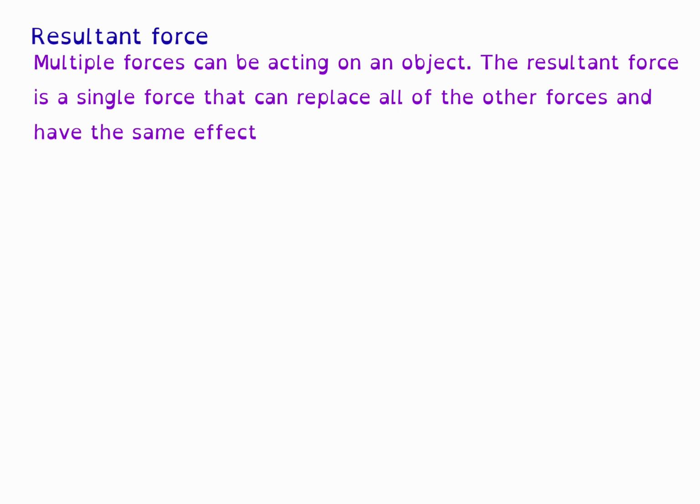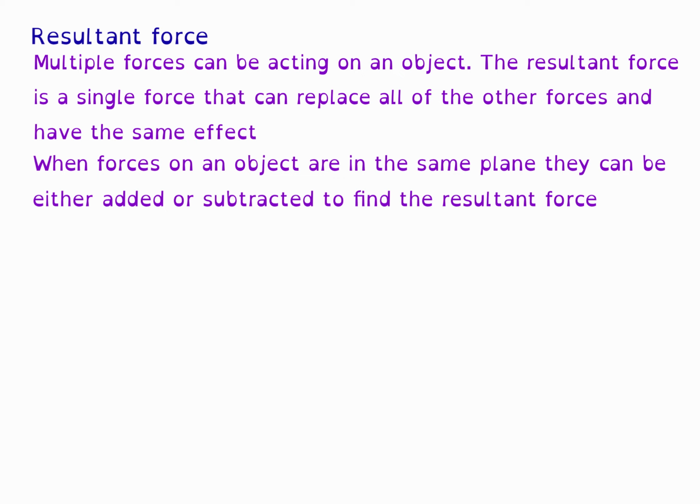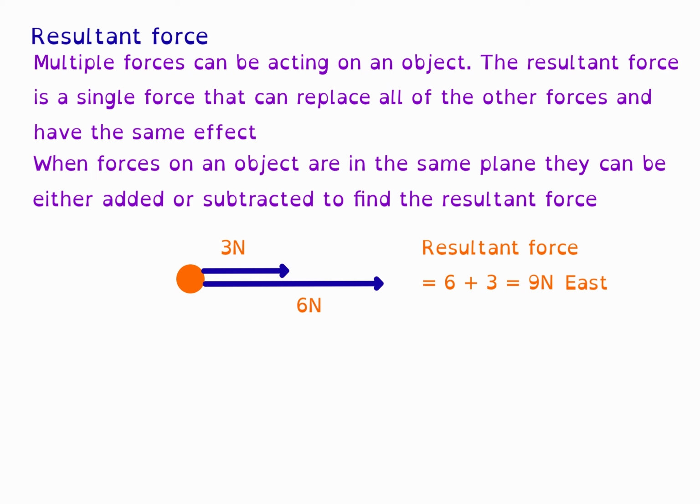Multiple forces can be acting on an object. The resultant force is a single force that can replace all of the other forces and have the same effect. When forces on an object are in the same plane, they can be either added or subtracted to find the resultant force. In this example, our object is represented by the orange circle, and the two forces, 3 newtons and 6 newtons, are acting in the same direction. As they're acting in the same direction, they can be added together to get 9 newtons, and that gives us our resultant force, 9 newtons east.